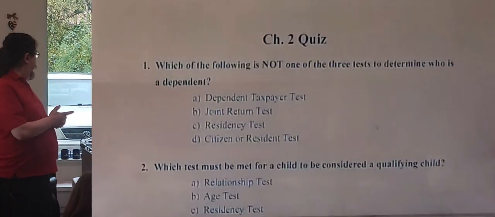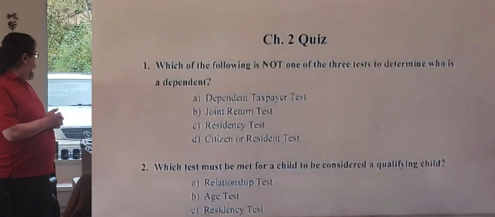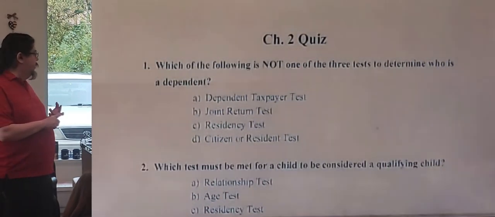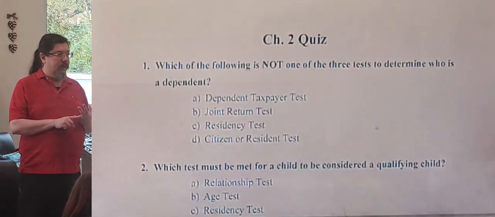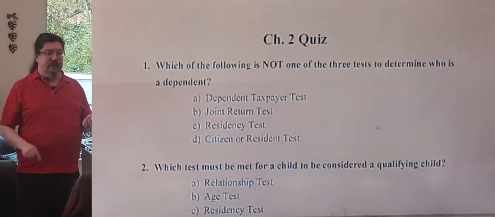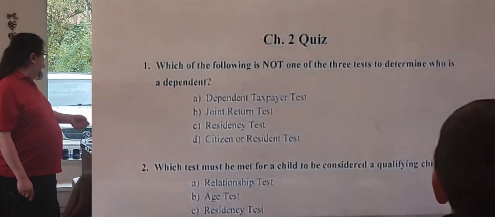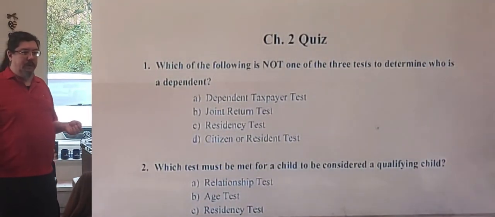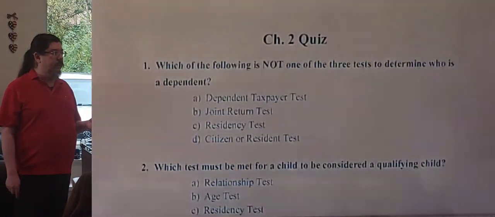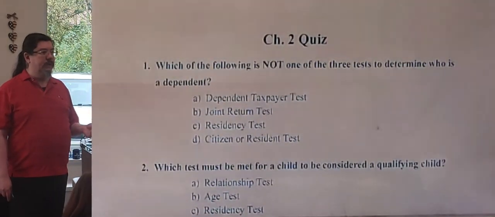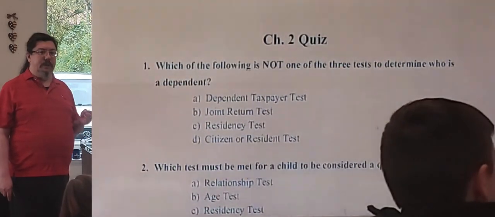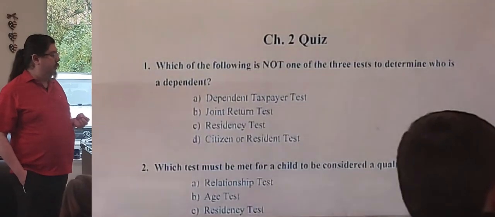It's the dependent taxpayer test, the joint return test, and the citizen or resident test that are the three main tests. The dependent taxpayer test says that if you're someone's dependent, you don't get to claim any dependents. The joint return test says that you can't claim any dependents if they're married and filing a joint return with their spouse, except in certain specific situations.